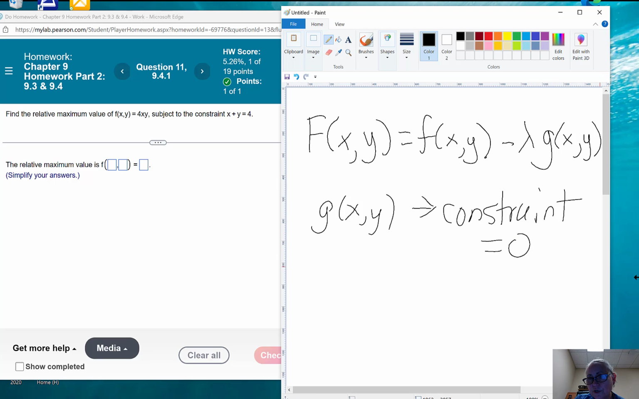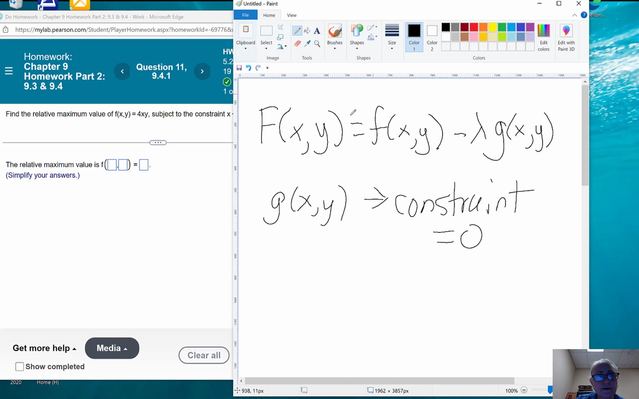Okay? So here we have a constraint x plus y equals 4. So to make that equal to 0, x plus y minus 4 would equal 0. So our constraint function is x plus y minus 4. Okay?